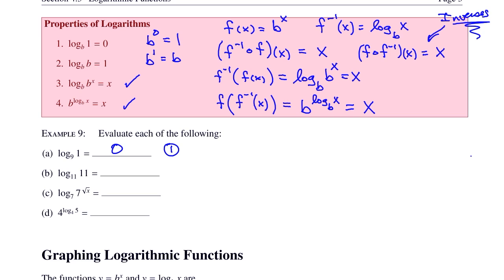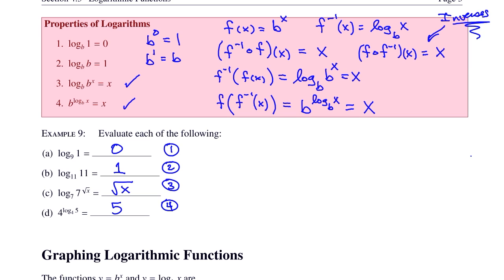B, log base 11 of 11. That's equal to 1. That's property number 2. C, log base 7 of 7 raised to the square root of x. That is property 3, so that answer is just square root of x. And then D, 4 raised to the log base 4 of 5. That is 5. That's log property number 4.